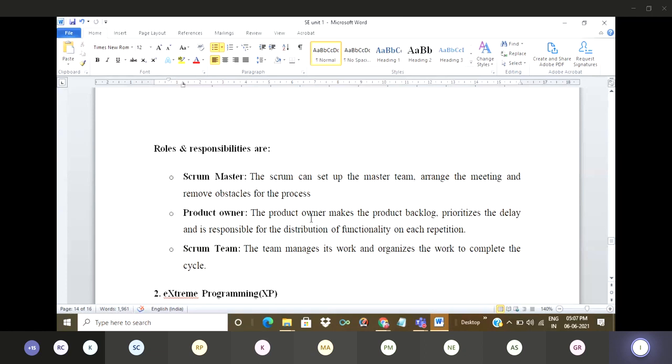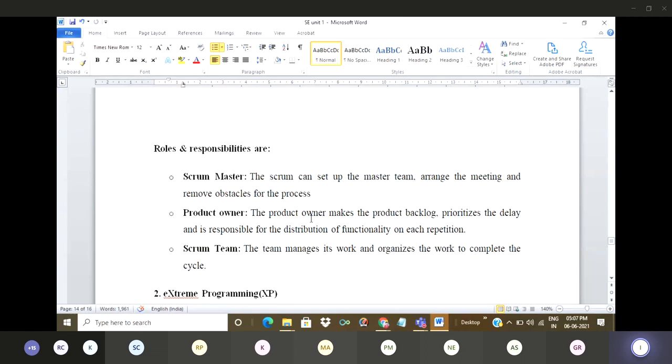So last is agility principles. We have 12 principles. We have to learn them as they are. You should not change anything in these principles. First principle is our highest priority is to satisfy the customer through early and continuous delivery of valuable software. Second, welcome changing requirements, even late in development. Agile processes harness change for the customer's competitive advantage.